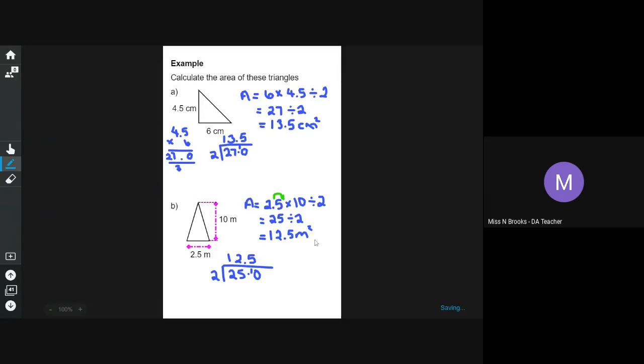Right, so base times height divided by 2. Make sure your units are both the same before you start, and if you have any problems, then let me know.